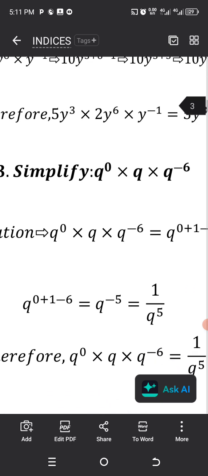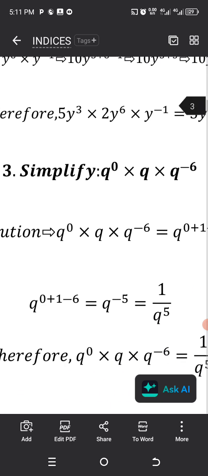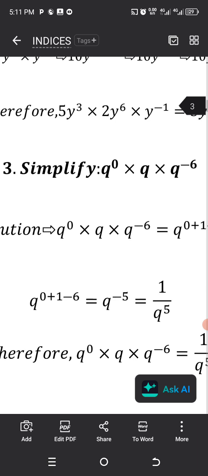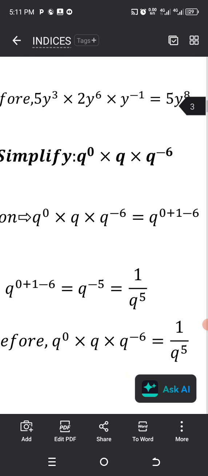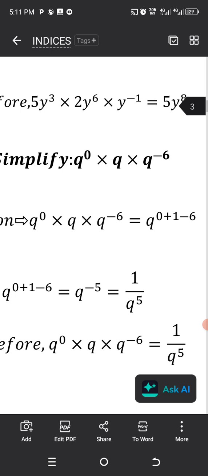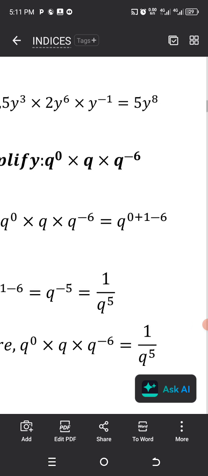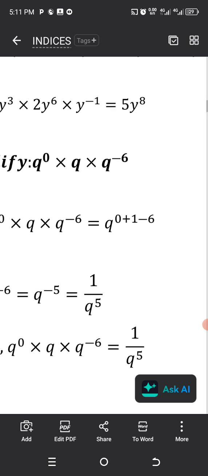So the next one, you are asked to simplify q raised to... you can see this one they are having constant base, so you don't need to stress yourself. Multiplication is existing in between, so just add up the indices. Recall, whenever you have an ordinary number, that is also raised to power 1. That is why you are seeing the 1. It's already there, but we make it invisible, because we cannot write q raised to power 1.